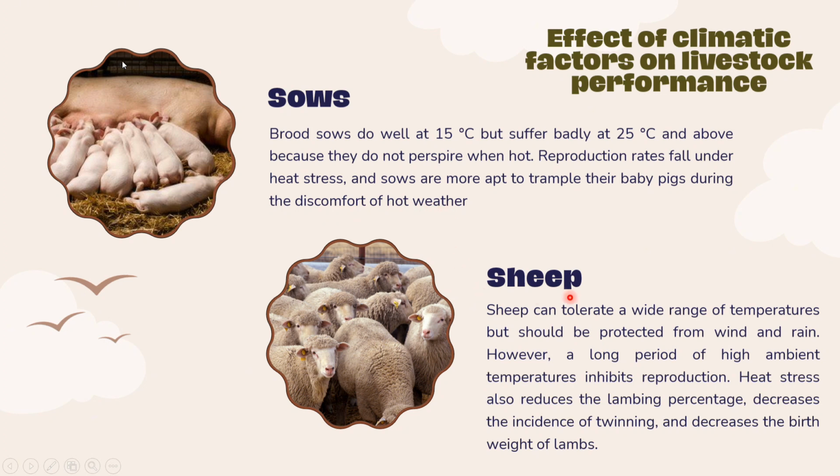Sheep. Sheep can tolerate a wide range of temperatures but should be protected from wind and rain. However, a long period of high ambient temperatures inhibits reproduction. Heat stress also reduces the lambing percentage, decreases the incidence of twinning, and decreases the birth weight of lambs.